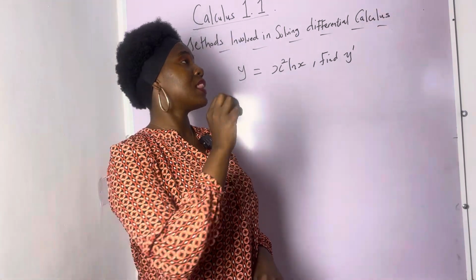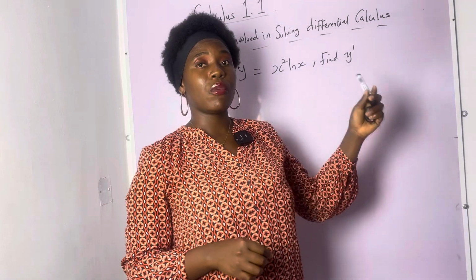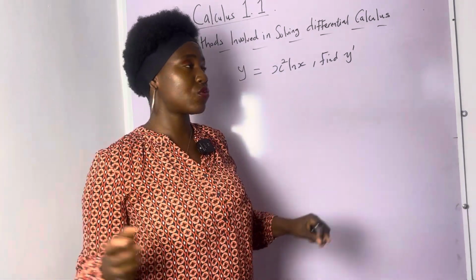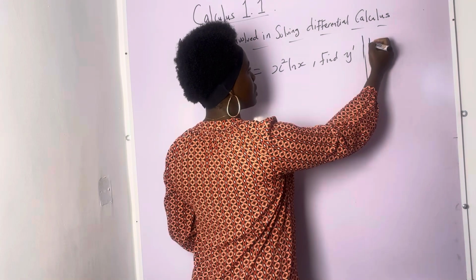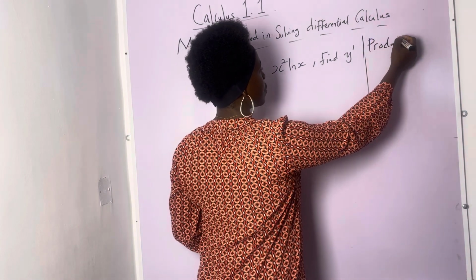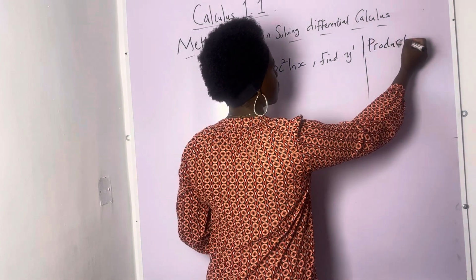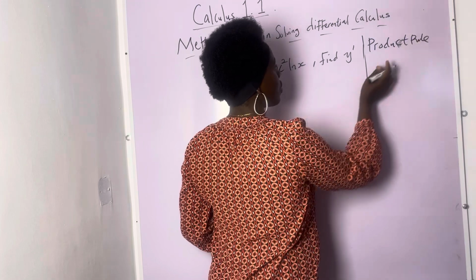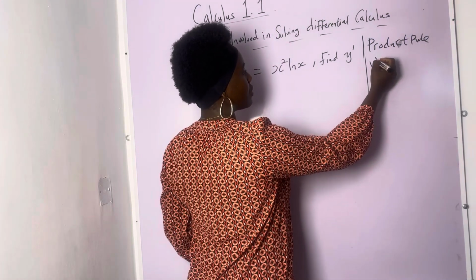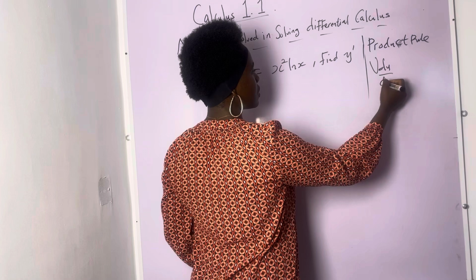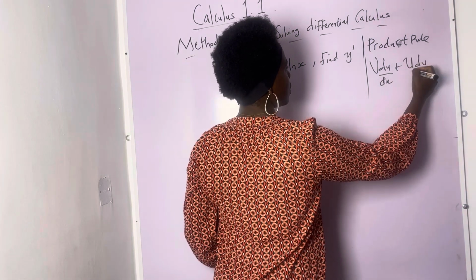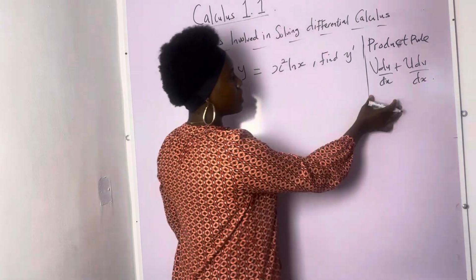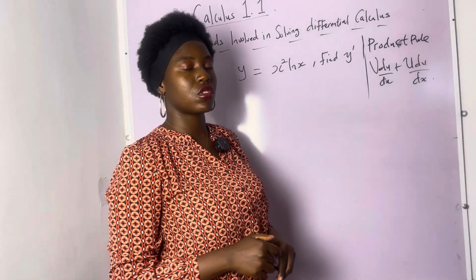All right. So what method can we use to solve this? It's simply the product rule. On this episode, we're going to be using the product rule to solve this. What the product rule says is that v du/dx plus u dv/dx. This is the product rule, so we're going to use it to solve this.